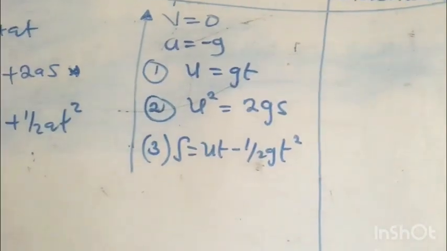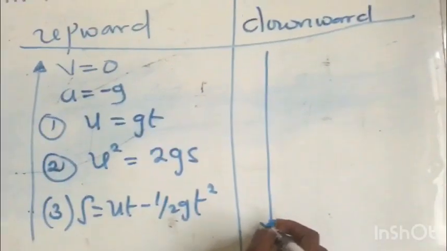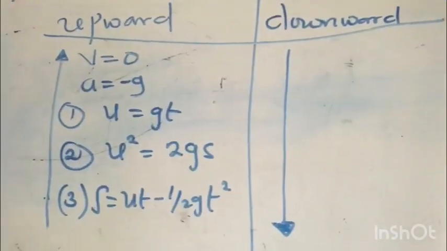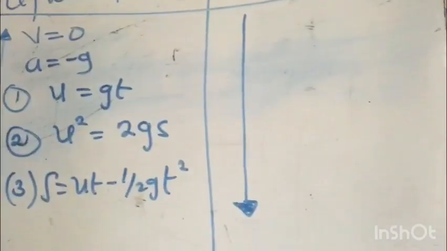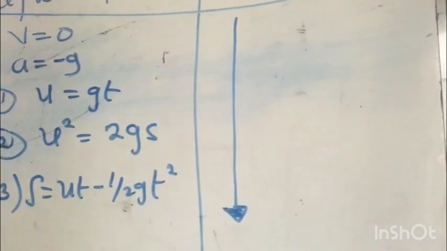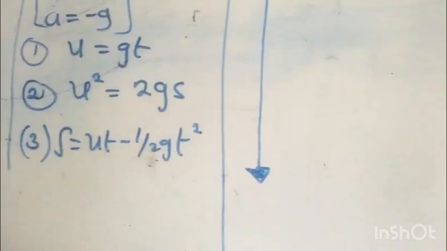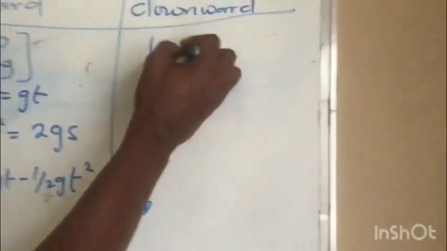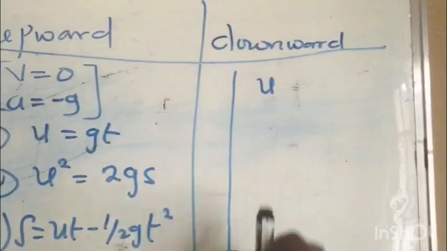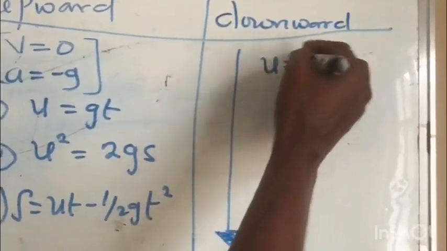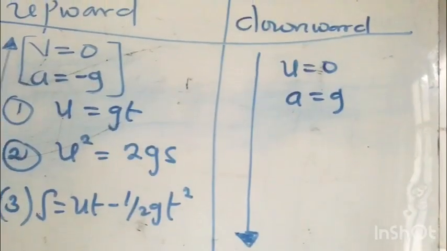That's for upward motion. Now for downward motion, that means when something is coming down. For example, a mango from a mango tree coming down. That's an example of a downward motion. Now this is the constraint for downward motion: when the object is coming down, the initial velocity is zero, and our a equals g, since the motion is coming down, obeying gravity.